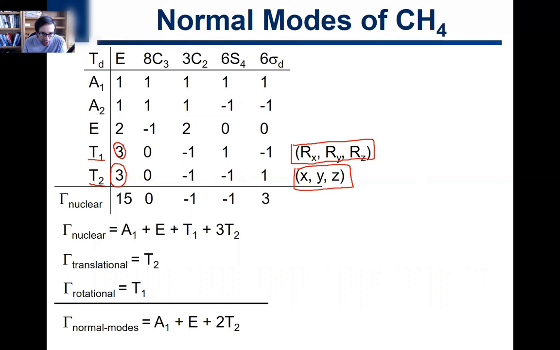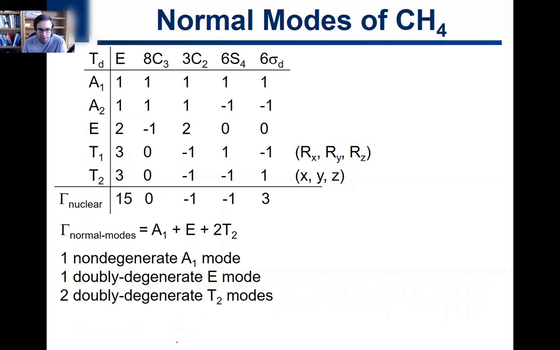And so the T1 is going to go away because we subtract 1 T1 off, and then we're subtracting 1 T2 off. So that becomes 2T2. So we end up with the following normal modes: 1A1, 1E, and 2T2 modes. And now something very important, oops, there's a typo here. I should say triply degenerate.